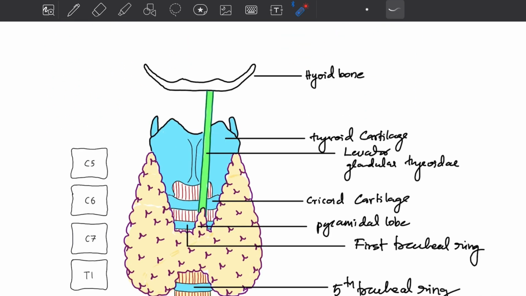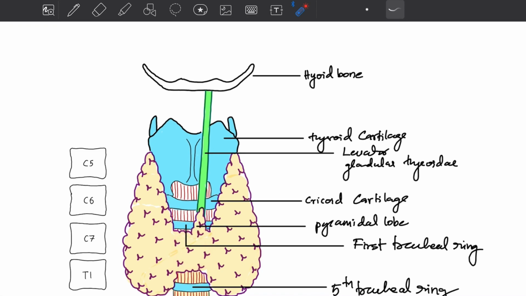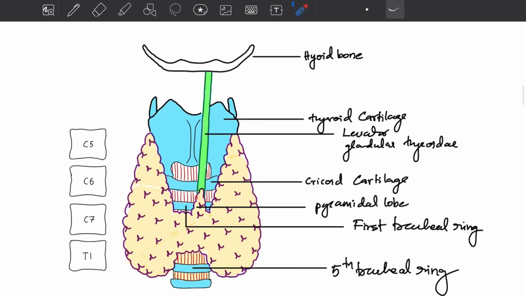Coming to the figure, we can say that this is the hyoid bone, this is the right and left lateral lobes, this is the connecting isthmus and this is the pyramidal lobe extending from the isthmus. This pyramidal lobe is connected to the hyoid bone with the help of a ligament called levator glandulae thyroideae.